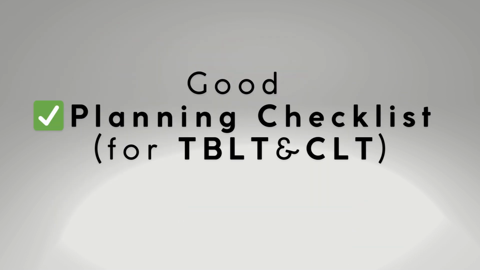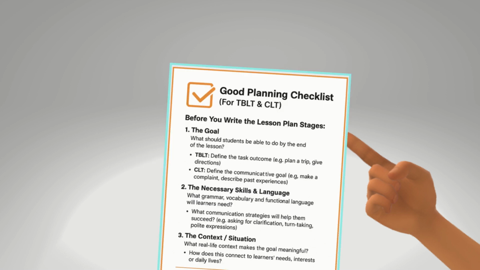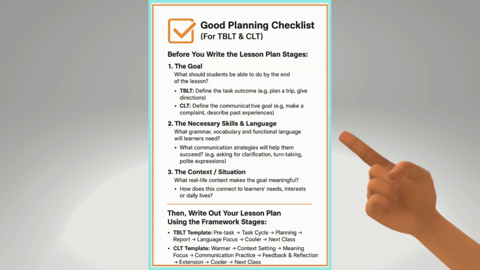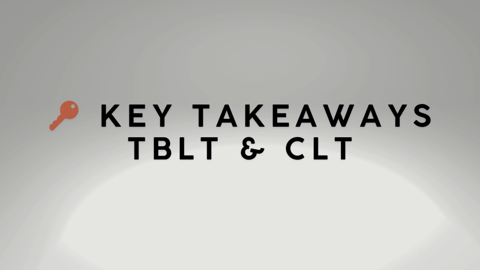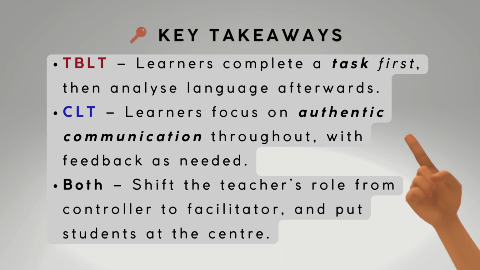Now, check out this good planning checklist for TBLT and CLT. We're coming towards the end of the video, so here are some key takeaways for TBLT and CLT. In TBLT, learners complete a task first, then analyze language afterwards. In CLT, learners focus on authentic communication throughout, with feedback as needed.